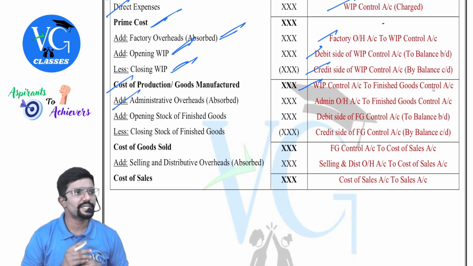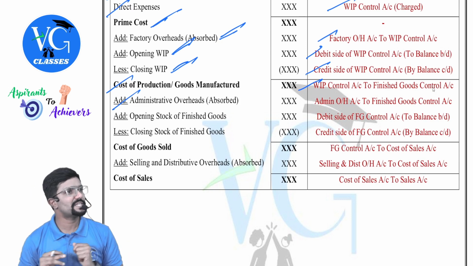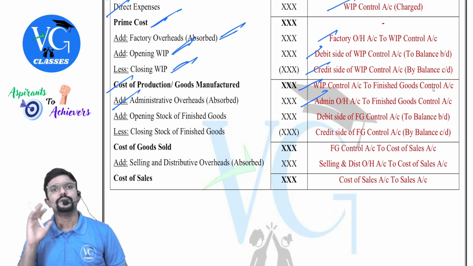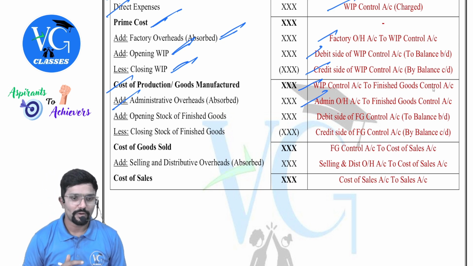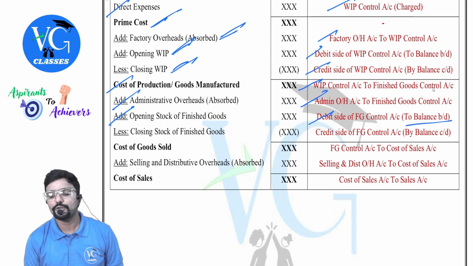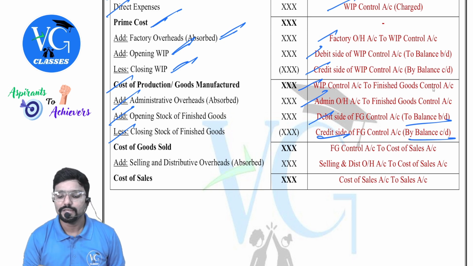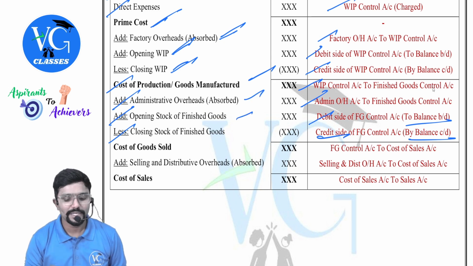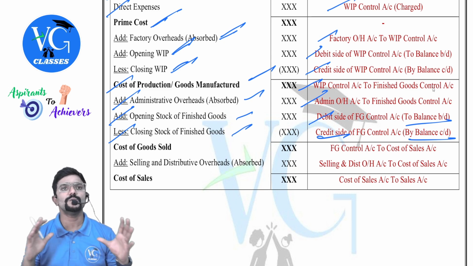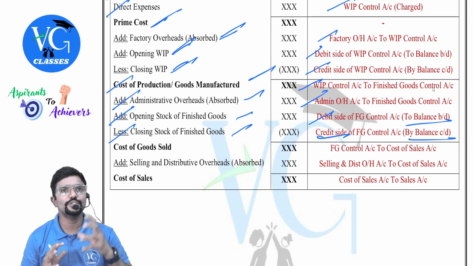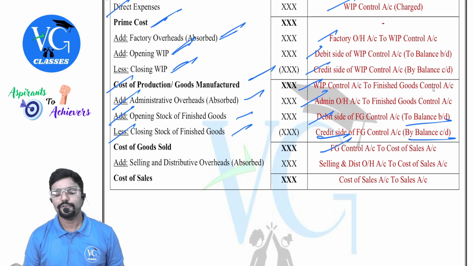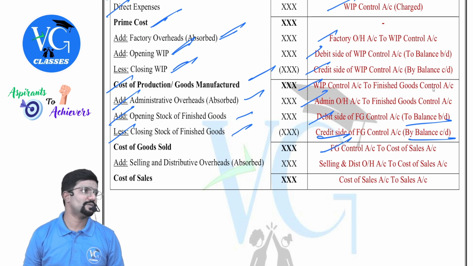Next, we will absorb administrative overhead. It is in the administrative overhead account. When we absorb it, we transfer it to the finished goods control account. Opening stock of finished goods will be on the debit side as balance brought down, and closing stock of finished goods on the credit side as balance carried down. Simple, guys. Cost of production plus administrative overhead absorbed plus opening stock of finished goods minus closing stock of finished goods will give you COGS. It is lying in finished goods control account, which we transfer to cost of sales account.